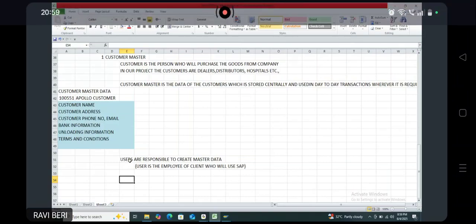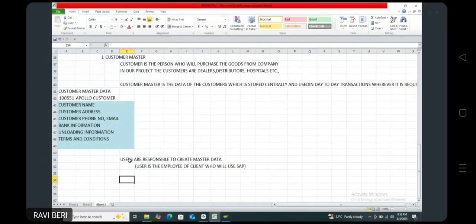We are not responsible to create master data. So, what is our role? Make a note. Functional consultants, we are consultants. Functional consultants' role in customer master or master data, any master data.